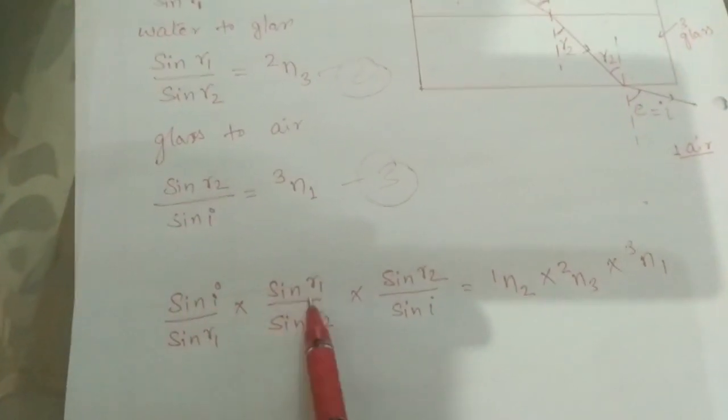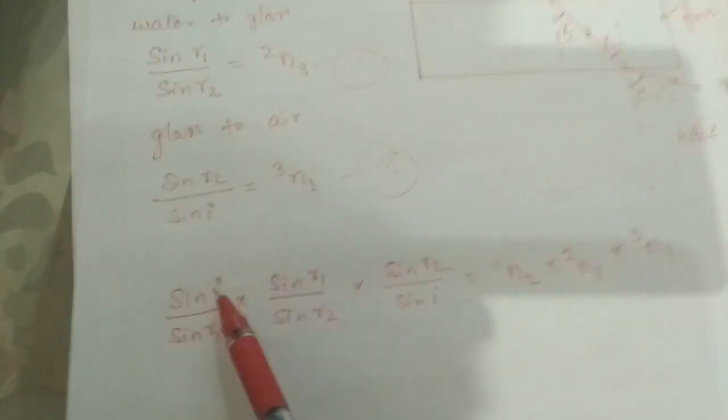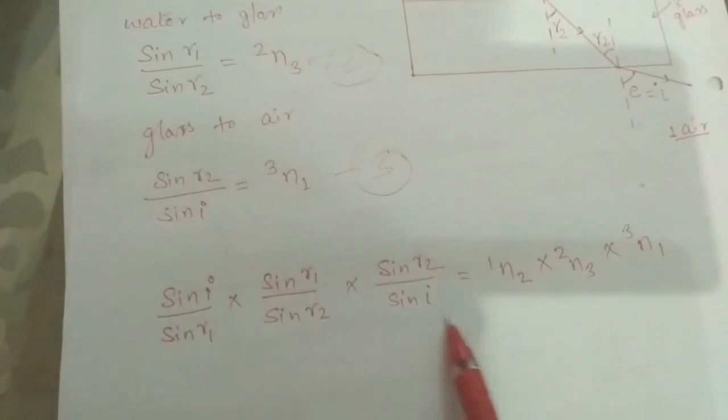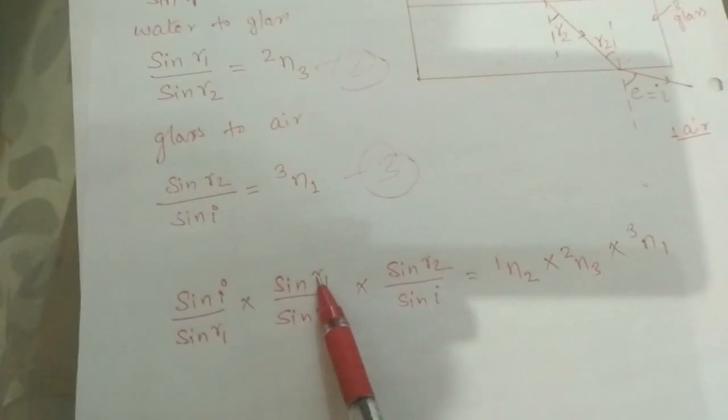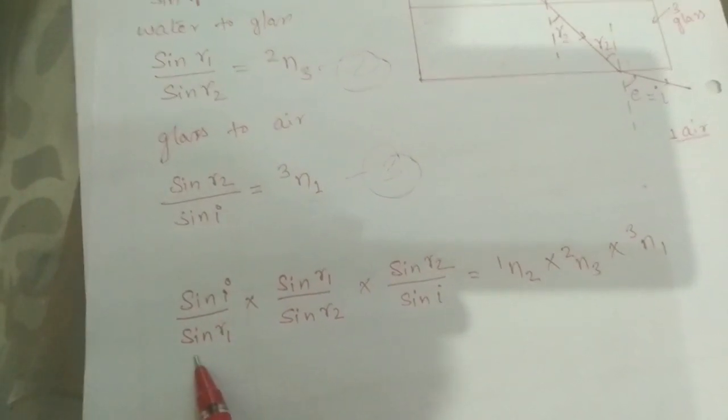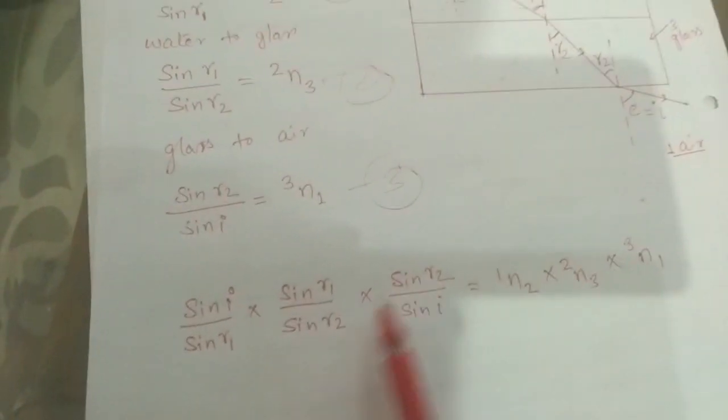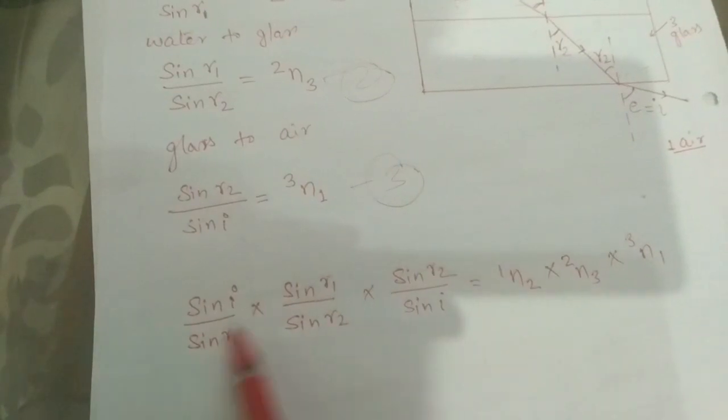On multiplying all, we get sine I by sine R1 into this and this and this again. See here, the sine I in the numerator, the sine I in the denominator, sine R1 in the numerator, sine R1 in the denominator. Again, sine R2 in the numerator and sine R2 in the denominator, means all will cancel, gives 1 only. Let's write that.